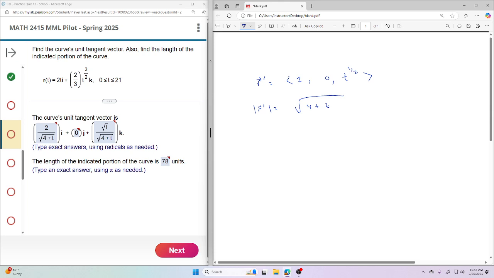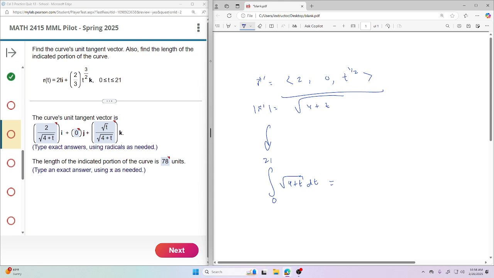Awesome. And so then I'm going to do this for my answer. So you can see 2 over that, square root t over that. But then I'm going to do the integral from 0 to 21 of the square root of 4 plus t dt, because that is the bottom that we're doing.